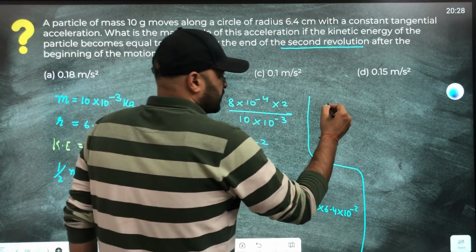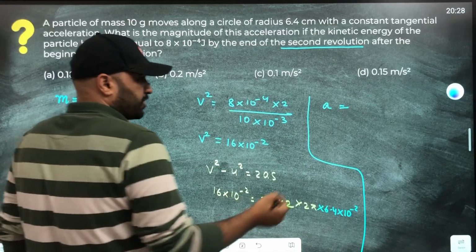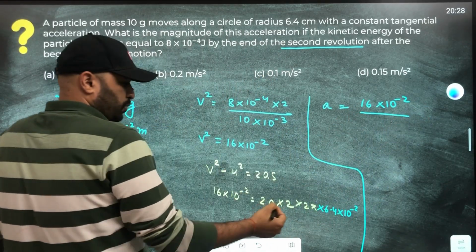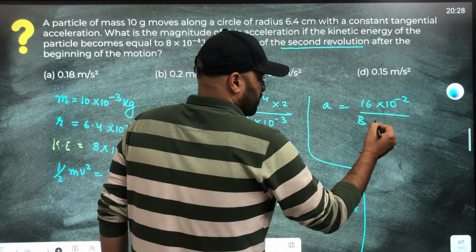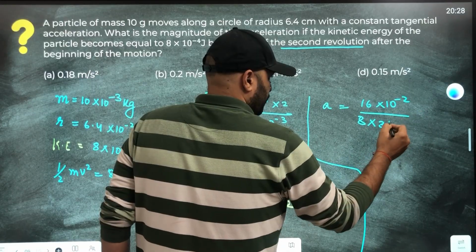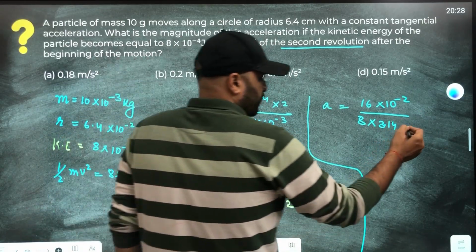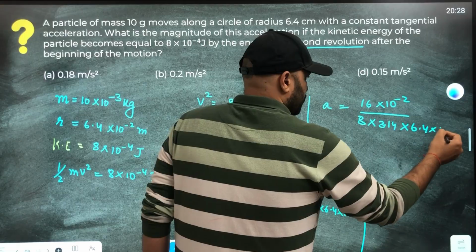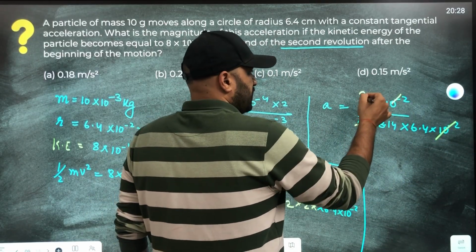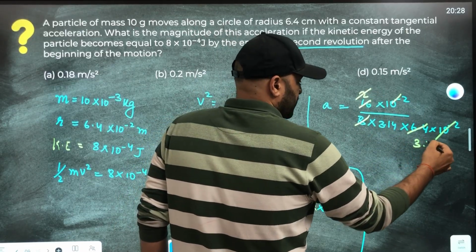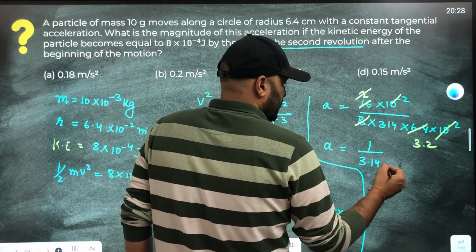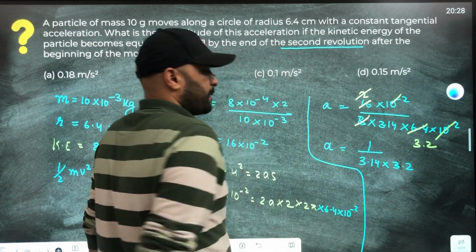So A will be equal to, let's take everything on the other side. It will be 16 into 10 to the power minus 2 on the top, and below this 2 2s are 4, 2 4s are 8. Pi is 3.14. Okay, let me write it here again, 3.14, and this is 6.4 into 10 to the power minus 2. 10 to the power minus 2 gets cancelled with 10 to the power minus 2. 8 2s are 16 and 2 3.2s are, okay. So you are left with A as nearly 1 upon 3.14 into 3.2, correct?